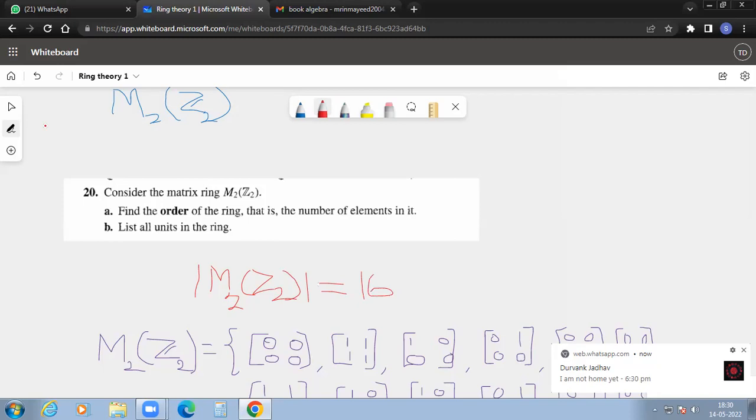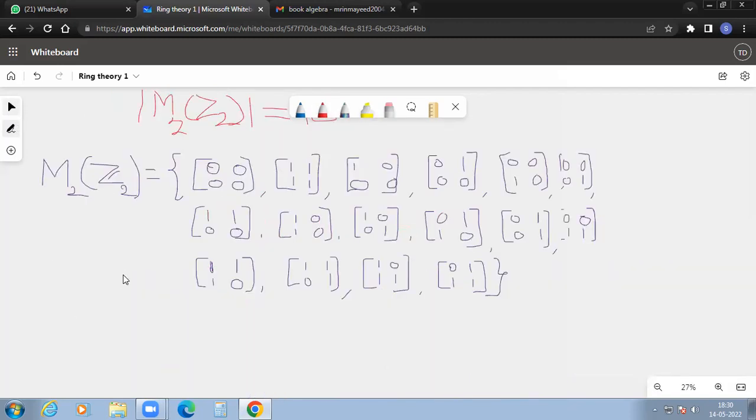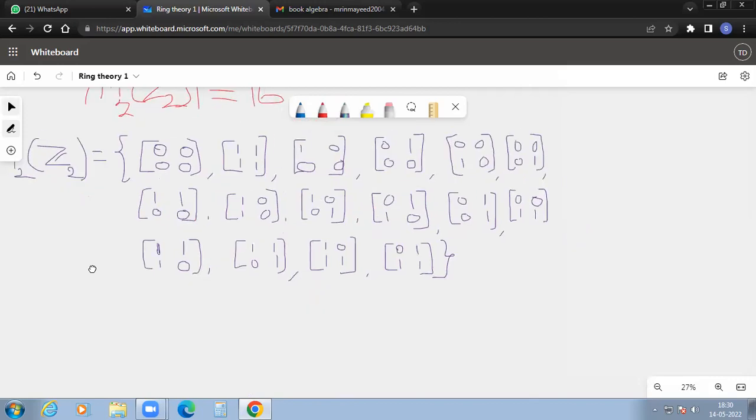Question 16. Now they are asking you to list all the unit elements. What do you mean by unit element? Those which are invertible. So before going ahead, let me remind you of the multiplication of 2 matrices. How do you multiply 2 matrices? All are 2 by 2 matrices, which means I can define multiplication very easily over here.